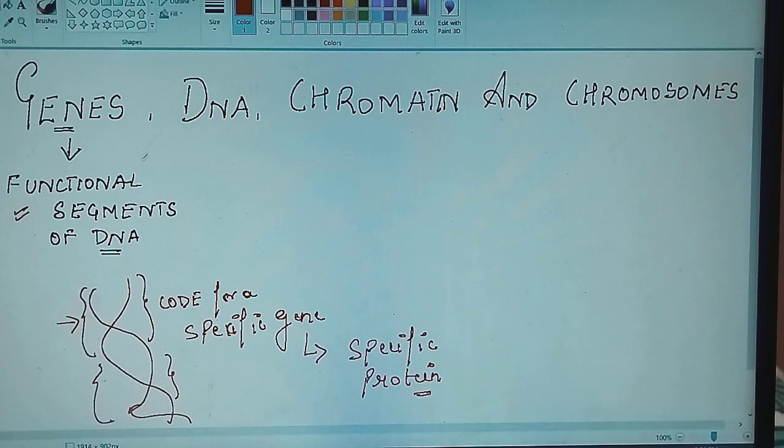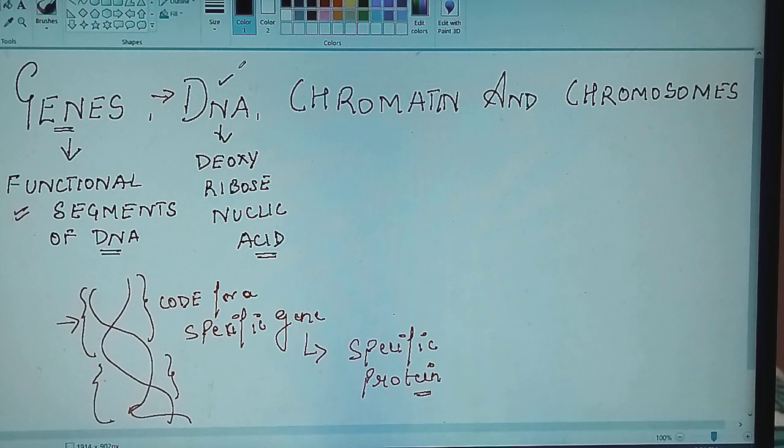Okay, now like I said, genes are present inside the DNA. Okay, so your DNA is nothing but deoxyribose nucleic acid. DNA, as we know, is a double helical structure which has two strands coiled around each other. Okay, so your genes are present inside the DNA, that is double helical structure. Now how is this gene present? We all know the DNA is present inside the nucleus of the cell, right? So the DNA is present inside the nucleus of the cell.